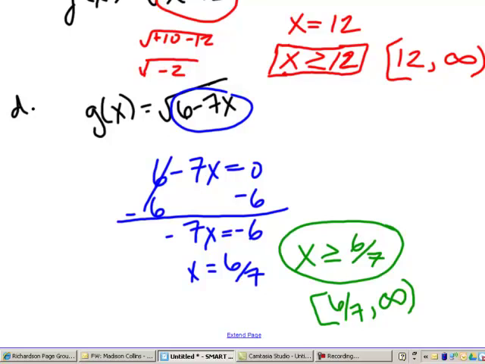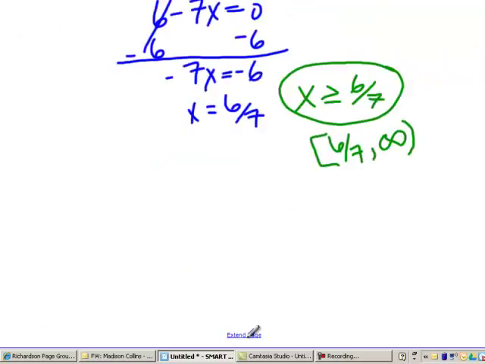Another problem that I want y'all to look at is if I was asking you to find the range. Okay? So let me extend this page. So, find range.